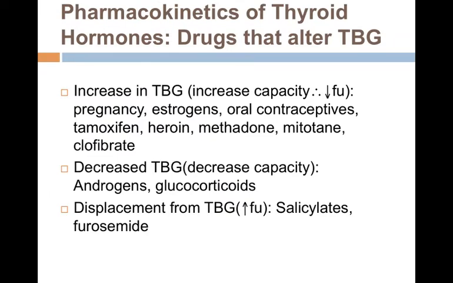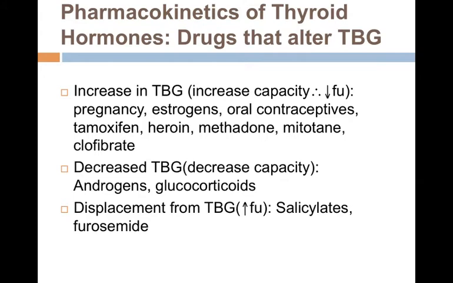All right, so we would be interested in things that are going to change those binding proteins. You already know what changes albumin, but what changes this very specific protein called thyroid binding globulin? Well, you can see increases in the amount of thyroid binding globulin, which would make an increased capacity for the binding and therefore more highly bound and less free would be available. In pregnancy, estrogens, oral contraceptives, so you're all on the same theme there, tamoxifen, so all these estrogen drugs, heroin, methadone, mitotane, and clofibrate. Clofibrate, mitotane, you may see these more commonly.